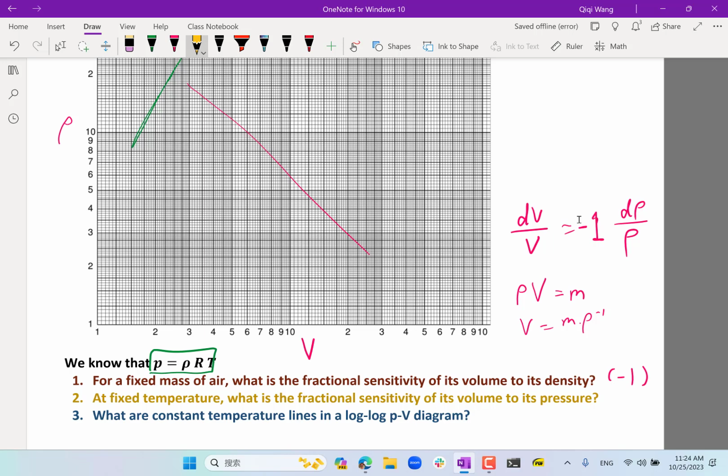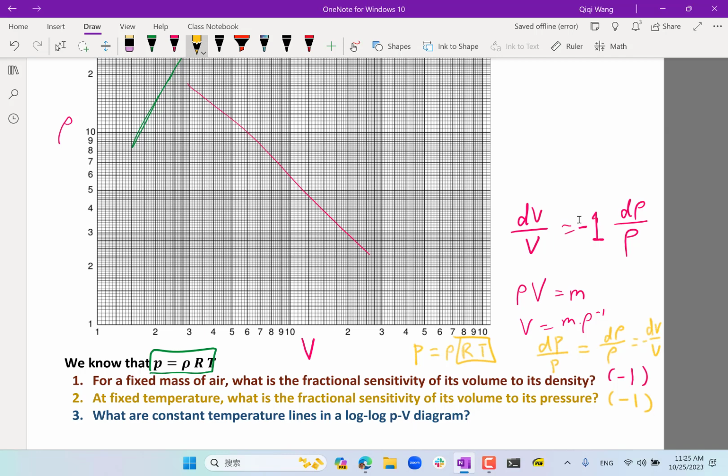What? It's -1. That's also correct, right? Why is it -1? It is because we are now using P equal to rho RT, and RT is a constant. So that's why dP over P is equal to +1 times d rho over rho, right? And we already said that d rho over rho is minus dV over V. So dP over P is also minus dV over V.